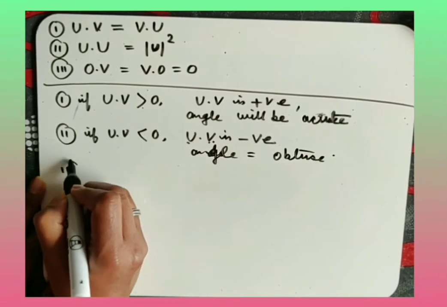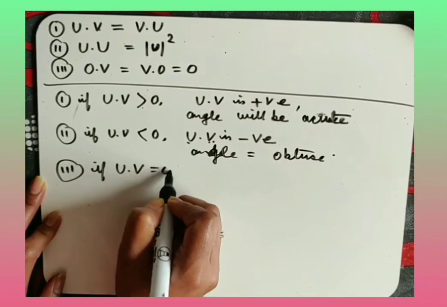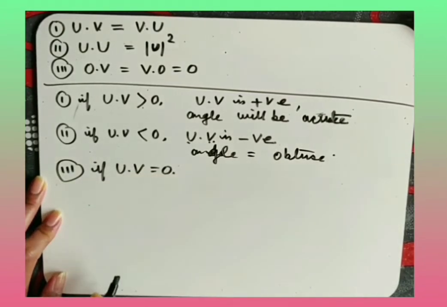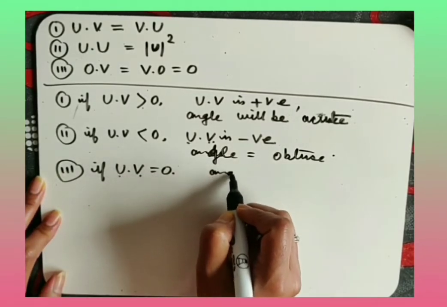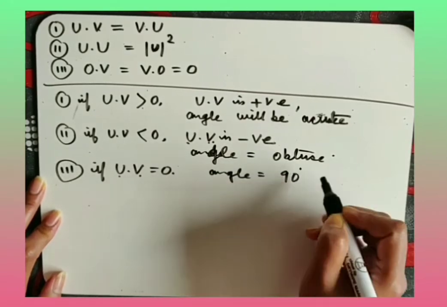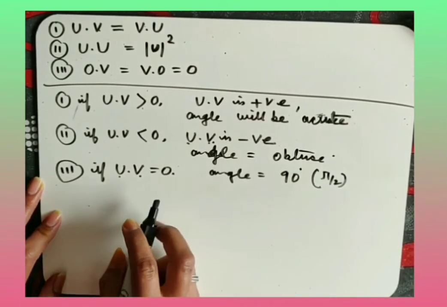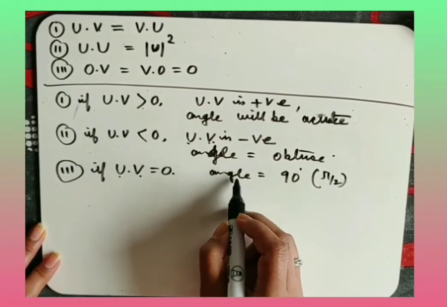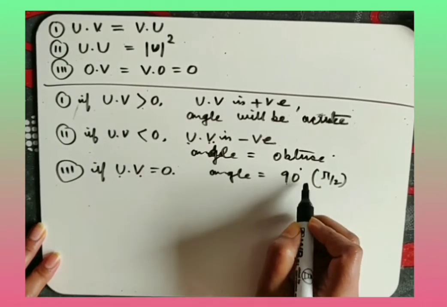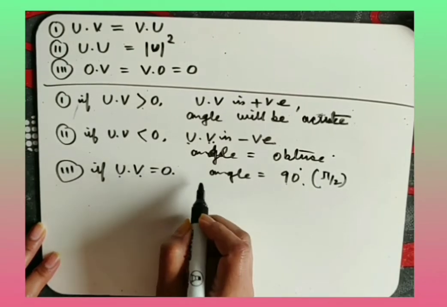Now third, if u dot v equal to 0, it means the angle formed by these two vectors is 90 degrees, or pi over 2 in radians. So if u dot v equal to 0, the angle formed by the two vectors u and v is 90 degrees. In this case, we can say that the vectors are perpendicular to each other.